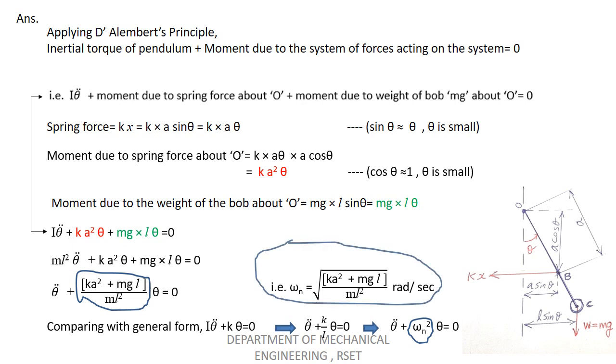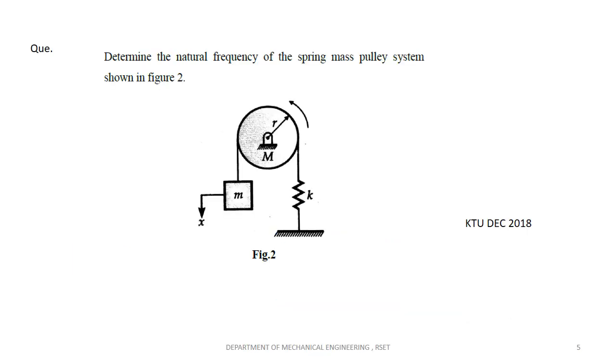So that's our problem. We have found out the natural frequency. Second question: determine the natural frequency of the spring mass pulley system as shown in the figure. This also has an angular motion. You can see the pulley will have an angular motion. The pulley is actually having a torsional vibration, but the mass which is attached to the pulley is having a longitudinal vibration.